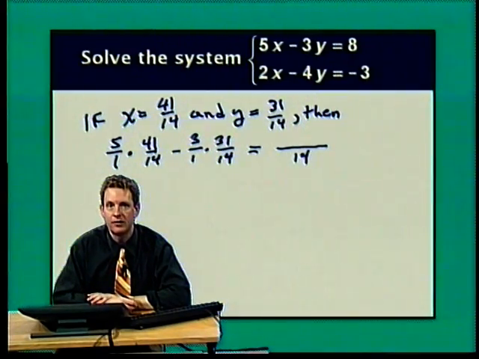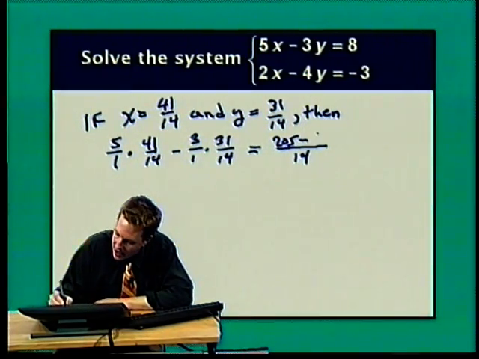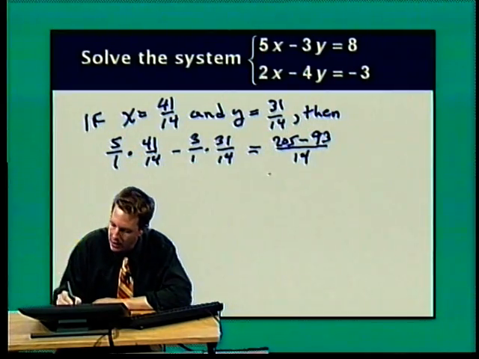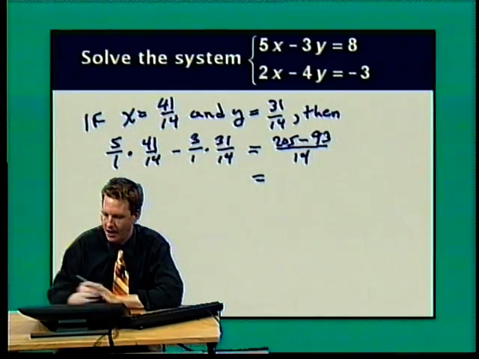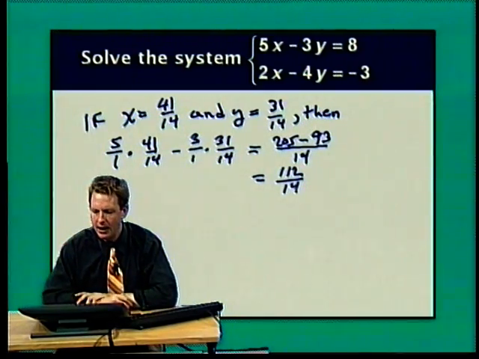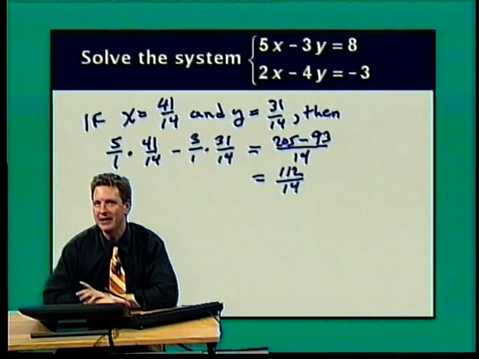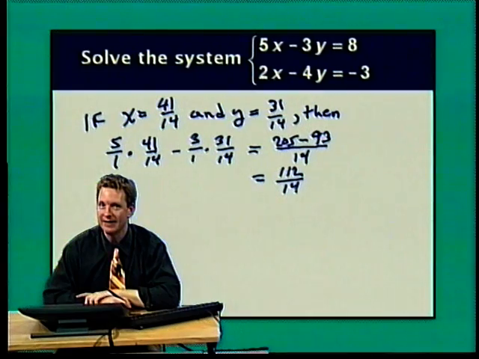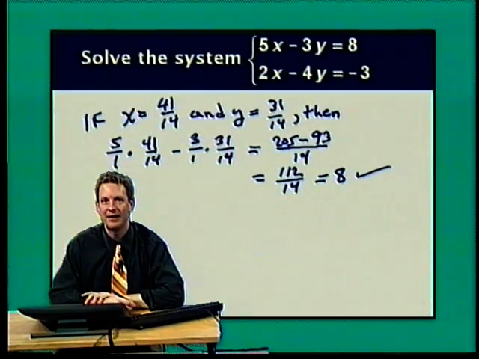5 times 41 is 205. That's the first numerator. Minus 3 times 31, that's 93. That's the second numerator. So when I perform the subtraction in the numerator, what do I get? 112. So the numerator's 112, the denominator's 14. Now, I wanted 5x minus 3y to equal 8. So I'm going to be kind of sneaky. Rather than figuring out what 112 divided by 14 is, I'm just going to multiply 14 by 8 and make sure that's 112. 14 multiplied by 8 is 80 plus 32, which is 112. This is 8, which is what I wanted 5x minus 3y to equal.